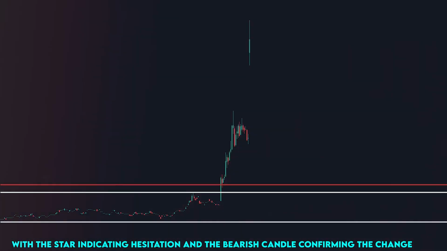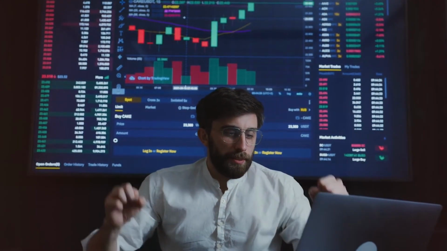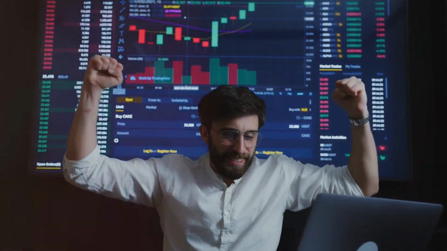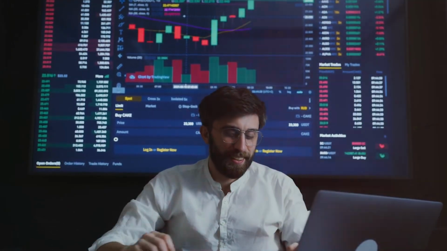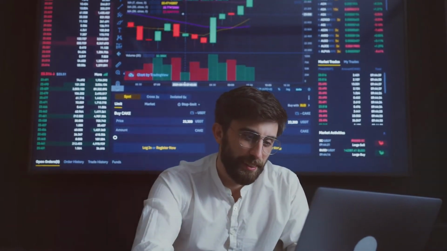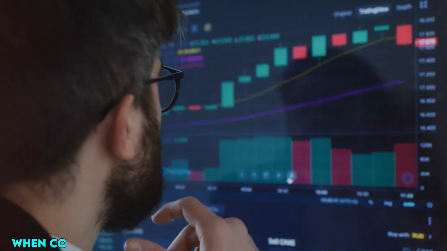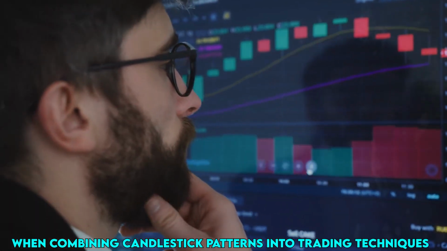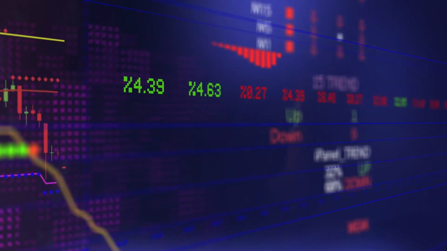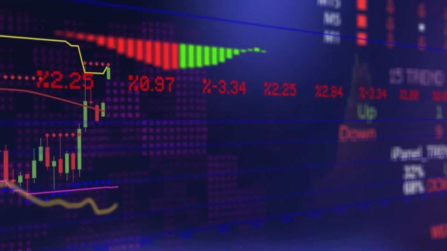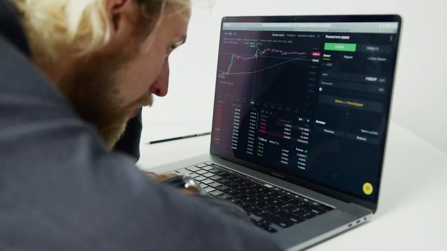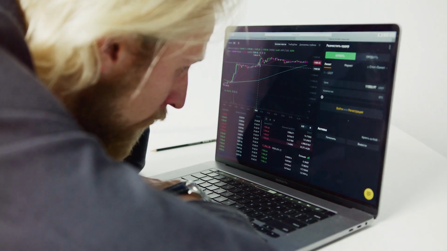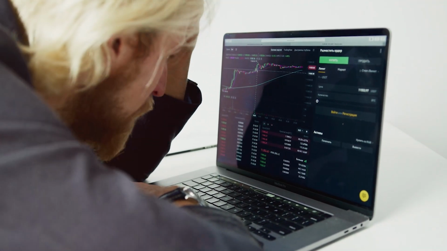These candlestick patterns are popular among traders because of their consistency and efficacy in anticipating market reversals or continuations. However, when combining candlestick patterns into trading techniques, traders must also consider volume, trend strength, and general market circumstances. Let's look at several effective and lesser-known candlestick patterns that traders might use in their analysis.